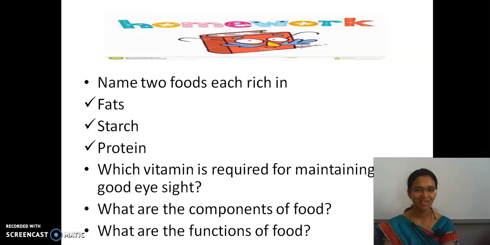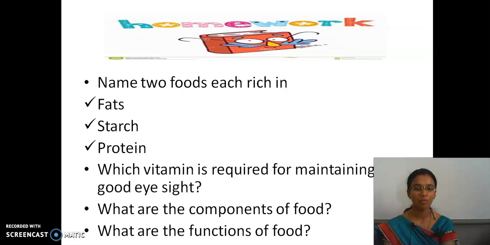So try to answer all these questions. Write this in your classwork note. Clear? Write the questions and write the answers. So your first question, name 2 foods each rich in fat, starch and protein. And then next one, which vitamin is required for maintaining good eyesight? So I have taught all this in part 1 and 2. So just do a recap of that also.